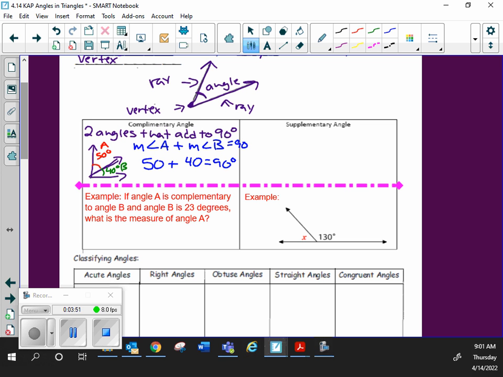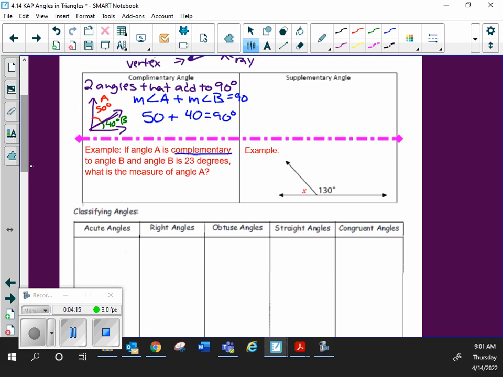So let's look at an example of that kind of question. If angle A is complementary to angle B, if I see that it's complementary, that means they add up to 90. If angle A is complementary to angle B and angle B is 23 degrees, what is the measure of angle A? I can write an equation. I know you all can do this, but I'm going to write an equation. The measure of angle A plus the measure of angle B is going to equal how much because it's complementary? 90.